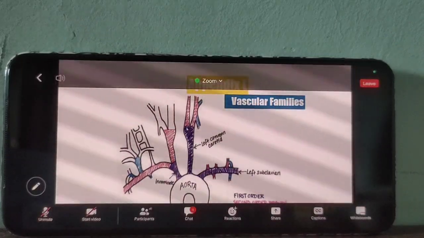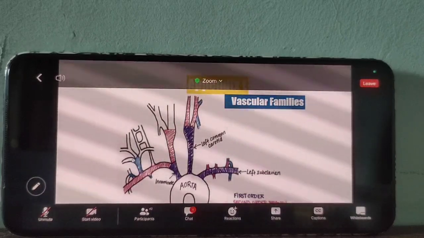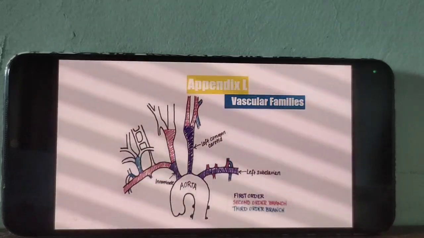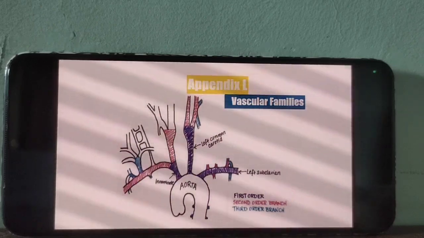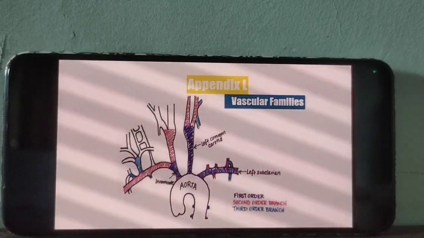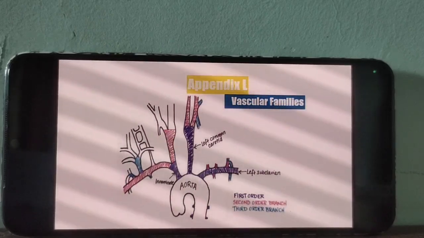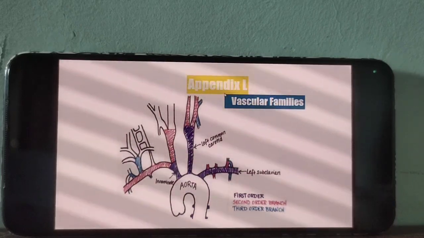Then sub branches of the main branch are second order. Then sub branches of that branch are third order. So the main branch is the first order, the sub branch is the second order, then the sub branches of the sub branch are third order. Did you understand? Guys, am I audible?